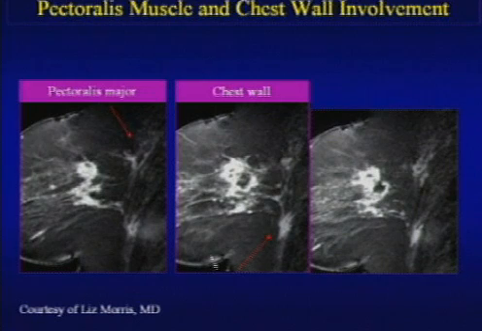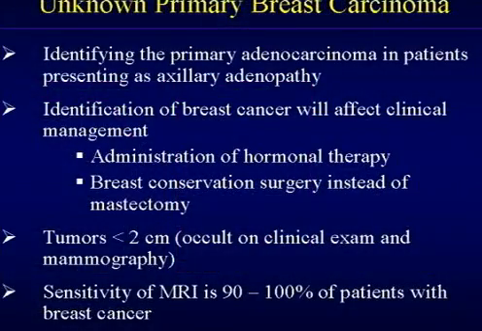One more slide just to make the distinction very clear. If there's pectoralis muscle involvement, that's okay. But if there's chest wall involvement, and that's defined as serratus anterior and intercostal muscles or the ribs, then the patients are not an operative candidate.